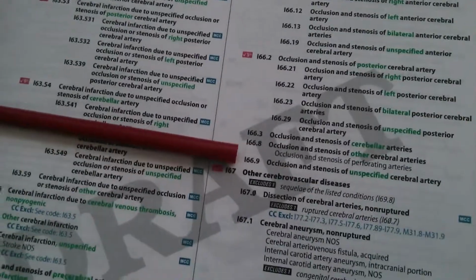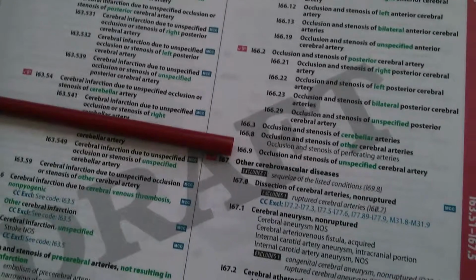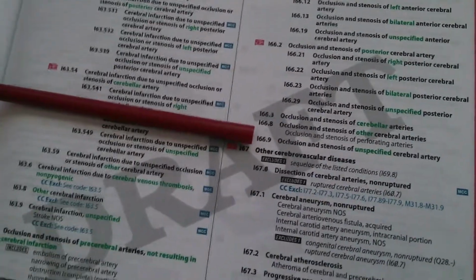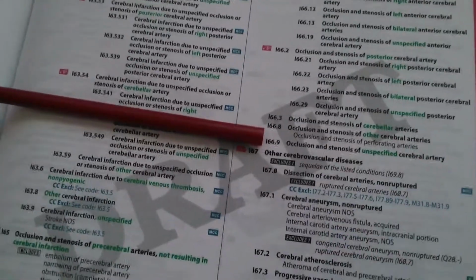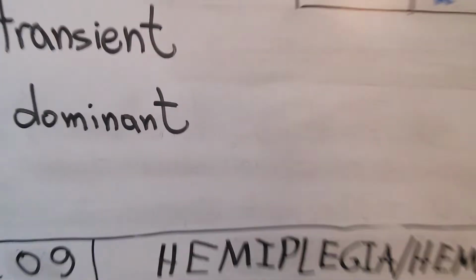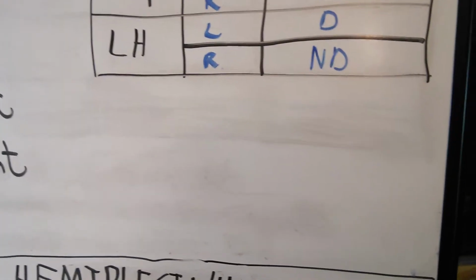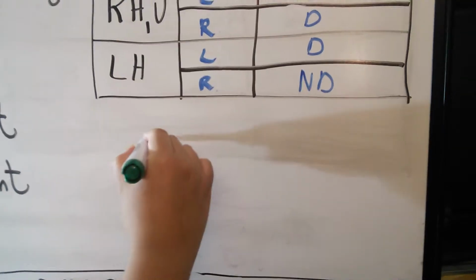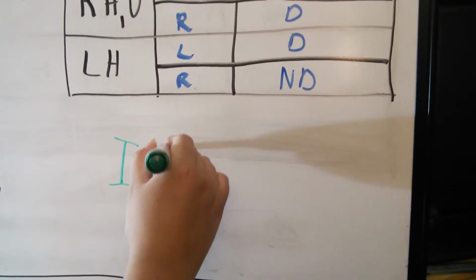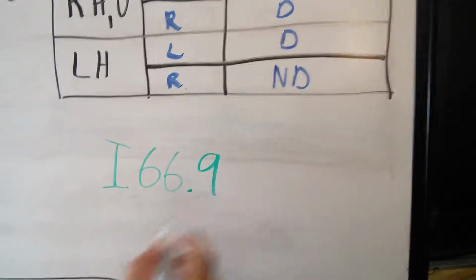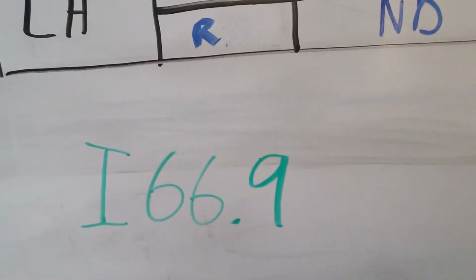Our answer is I66.9, because they're not telling us which cerebral artery it is, right? Right. All right. So that's our first code, right? So can we write it down at the bottom here? We have to remind them that we need 2 codes. So the first code we have checked, that is I66.9. Okay, we have our first code, I66.9.